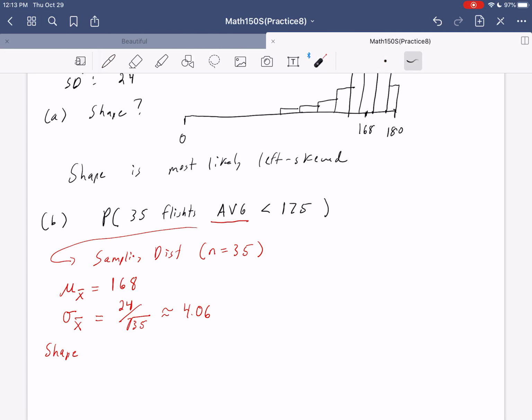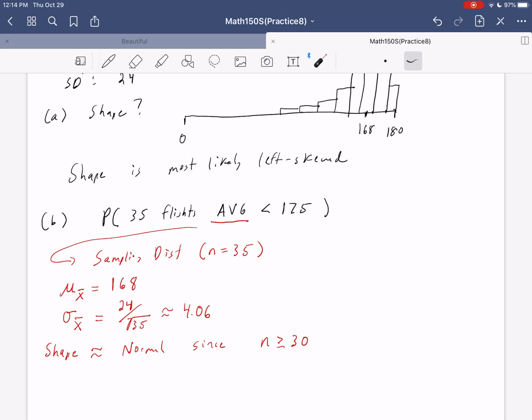All right, let's talk about the shape as well. We know that the population is most likely left skewed. So what happens when we take groups of 35? The central limit theorem assures us that the sampling distribution will always be more normal than the population. In fact, we gave a cutoff: as long as the sample size is 30 or more, it doesn't matter the shape of the population, the sampling distribution will be approximately normal. So in this case, the shape is approximately normal since n is greater than or equal to 30, and of course, 35 is greater than or equal to 30.